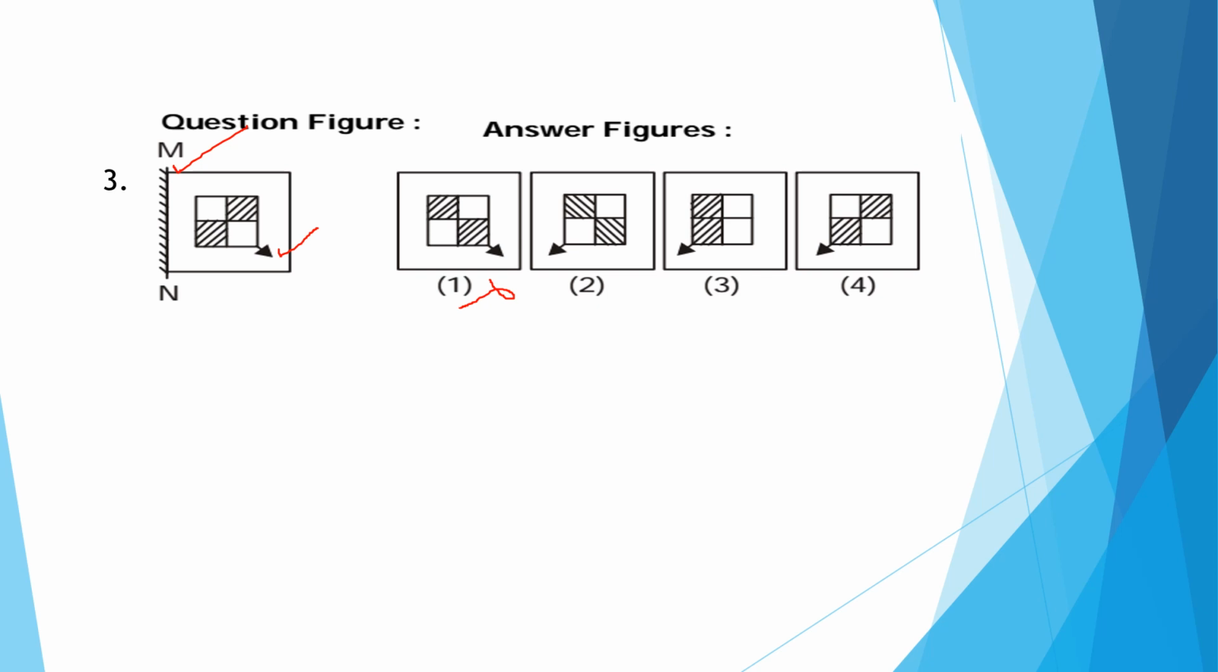So in 2, 3 and 4, in the third option, two shaded parts are on one side, so this is not correct. And these shaded parts are on the right side, but in the mirror image they will come to the left side. So here, as it is, the left side is there, so this one is also not correct. So second is the answer. Here see, the shaded part comes to the left side, so the answer is 2.